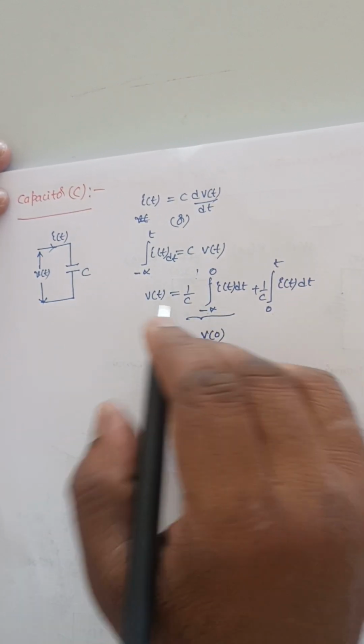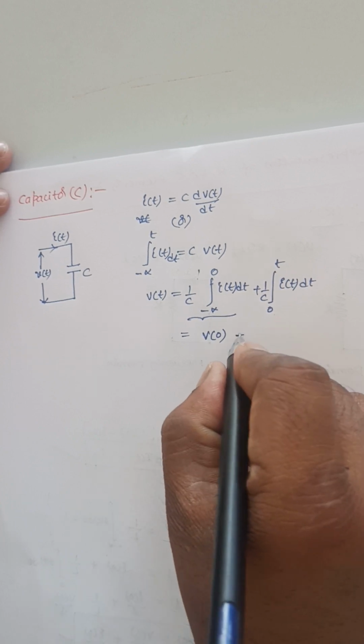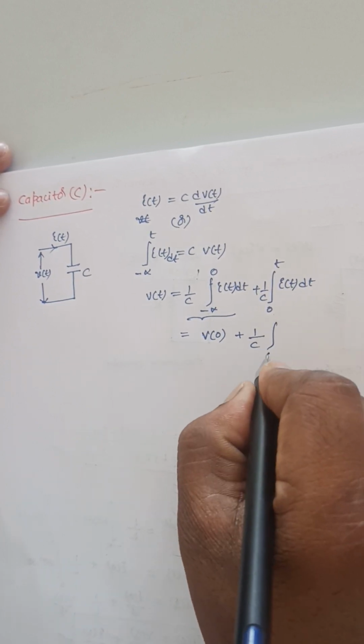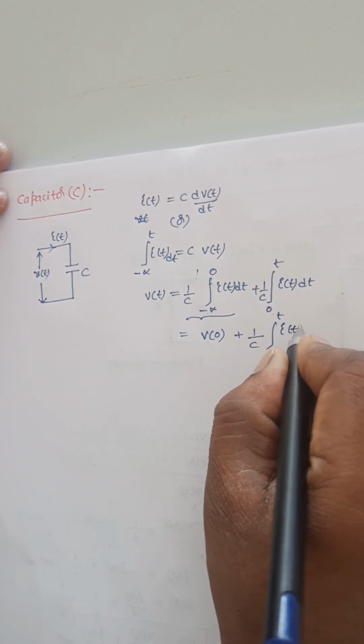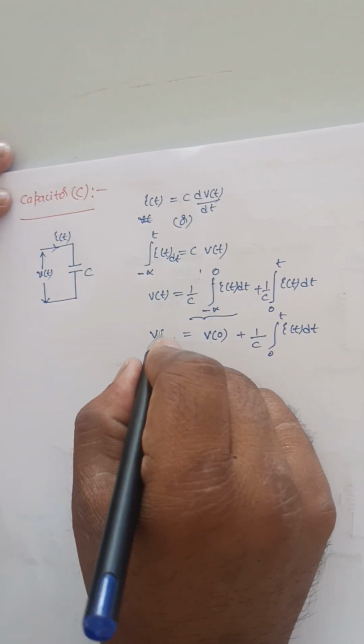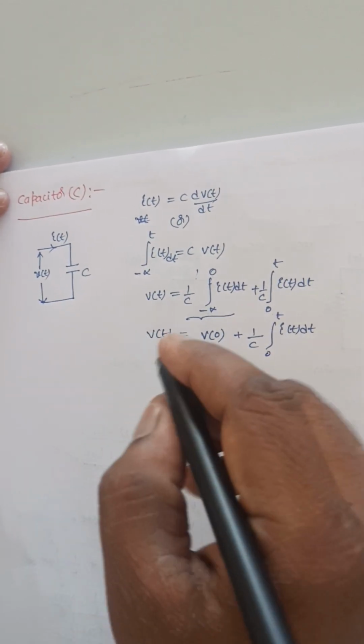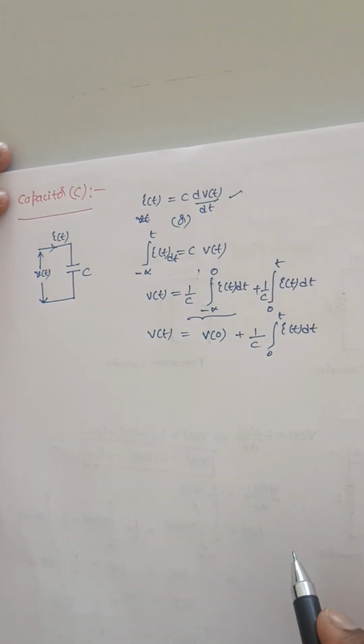The initial voltage in the capacitor is V of 0, plus 1 by C into integral 0 to t I of t dt. So this is the expression for V of t, and this is the expression for I of t in a capacitor.